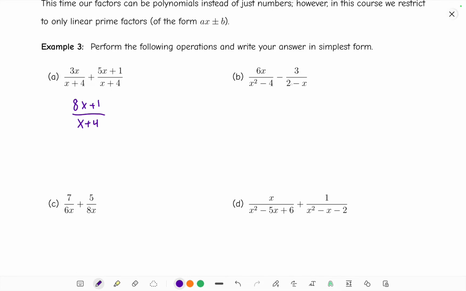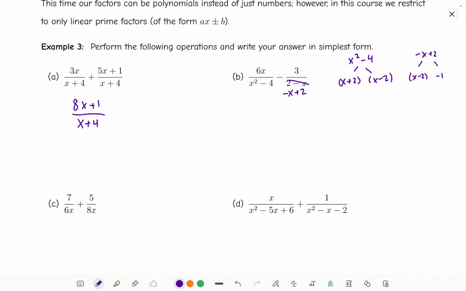Okay, b. So I need to find the LCD here. First, though, remember when we had 4 minus x and I rewrote it? Well, here we have 2 minus x. I am going to rewrite it first: negative x plus 2. Okay. x squared minus 4, that's a difference of squares. That factors into x plus 2, x minus 2. And then negative x plus 2, I'm hoping you notice it's the opposite of x minus 2. So that will factor into x minus 2 times negative 1.